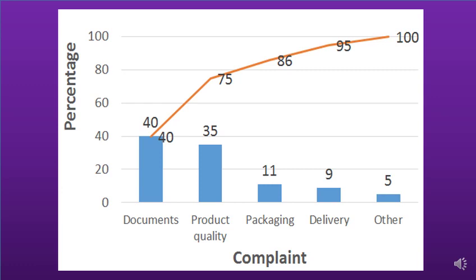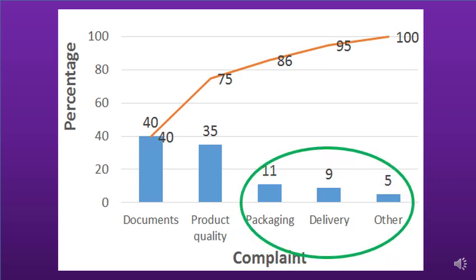Now, just focusing on the bars for now. Notice these three on the end. So 11%, 9%, and 5%. So these three categories contribute very little to the overall percentage of complaints. So if the company wants to give out bonuses, perhaps giving bonuses to people working in these departments would be good.